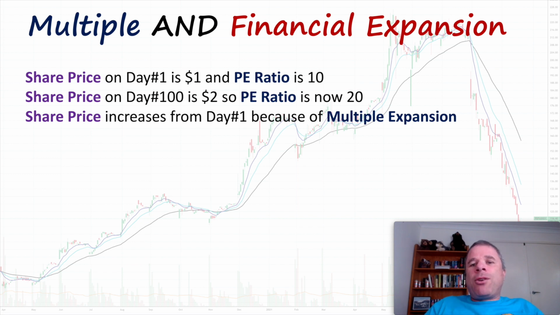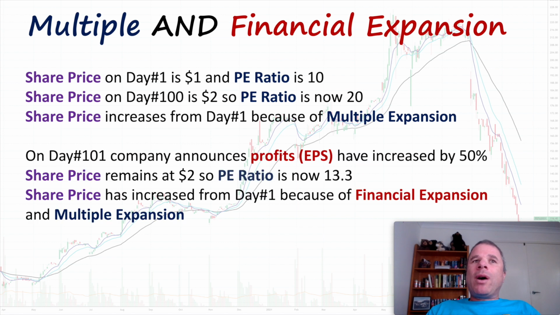So the share price has increased from day 1 to day 100, all because of multiple expansion, because between day 1 and day 100, the company has not released any new financial numbers. The profits have remained the same throughout that period because there has been no new information from the company.